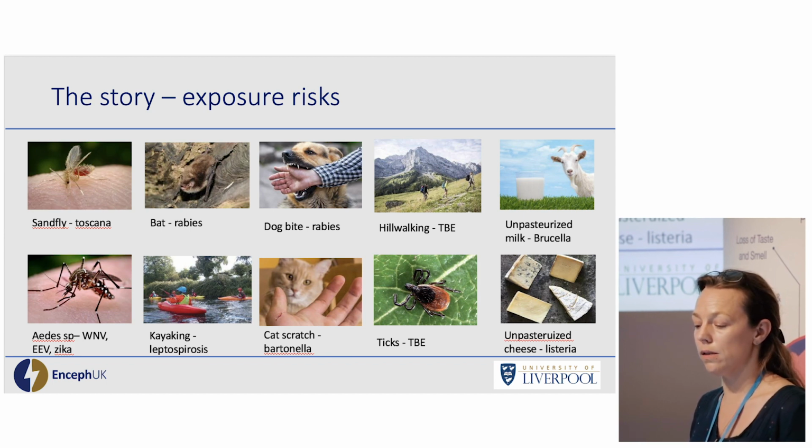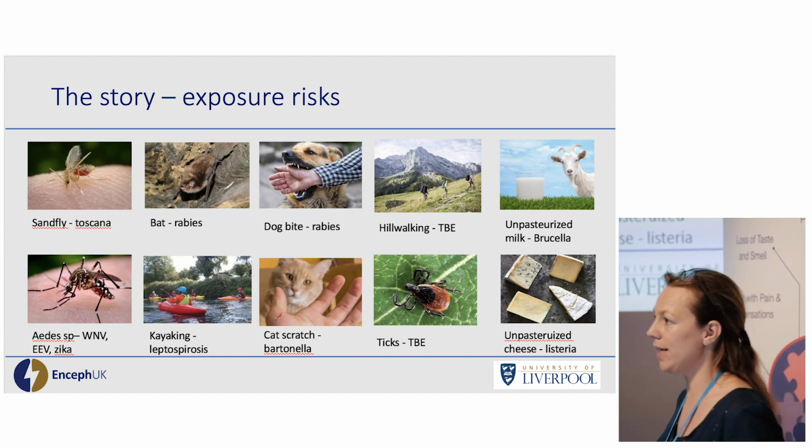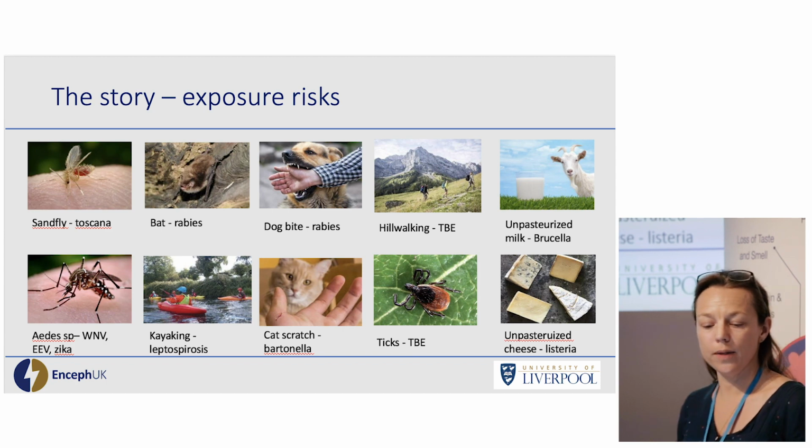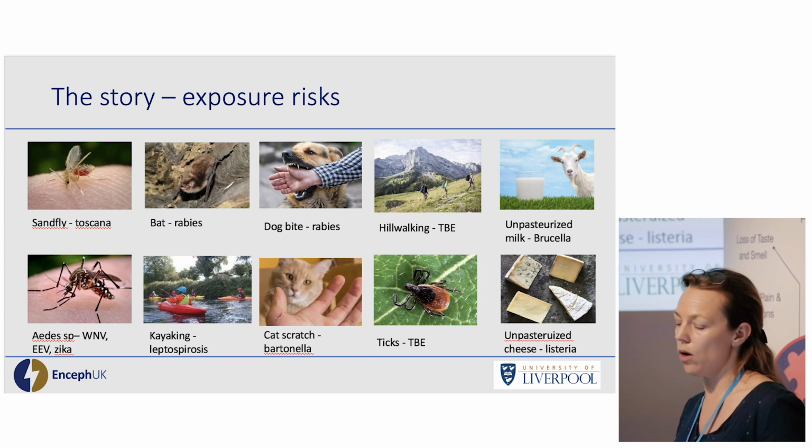I've got the ticks and hill walking in Austria. There's lots of tick-borne encephalitis there. Cats, even in the UK, if they scratch you, usually kittens or stray cats, can pass on an infection called Bartonella that can cause an encephalitis. You can go kayaking around the river's edges. That's where the rats pee, and there's leptospirosis there. That can give you an encephalitis. Aedes, another type of mosquito, carries lots of different viruses. Zika was in the news not that long ago, and can again cause an encephalitis. And there are lots of other viruses that these ones carry.